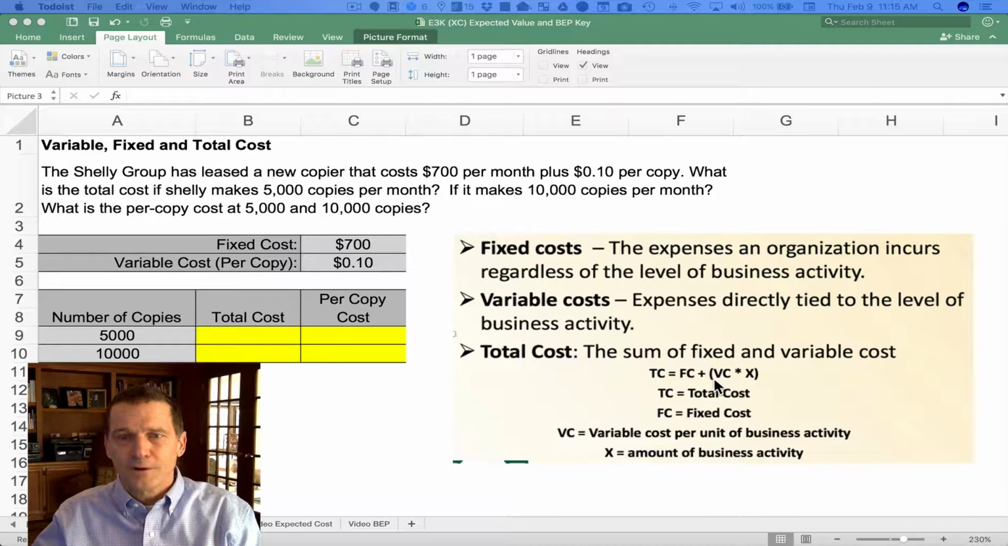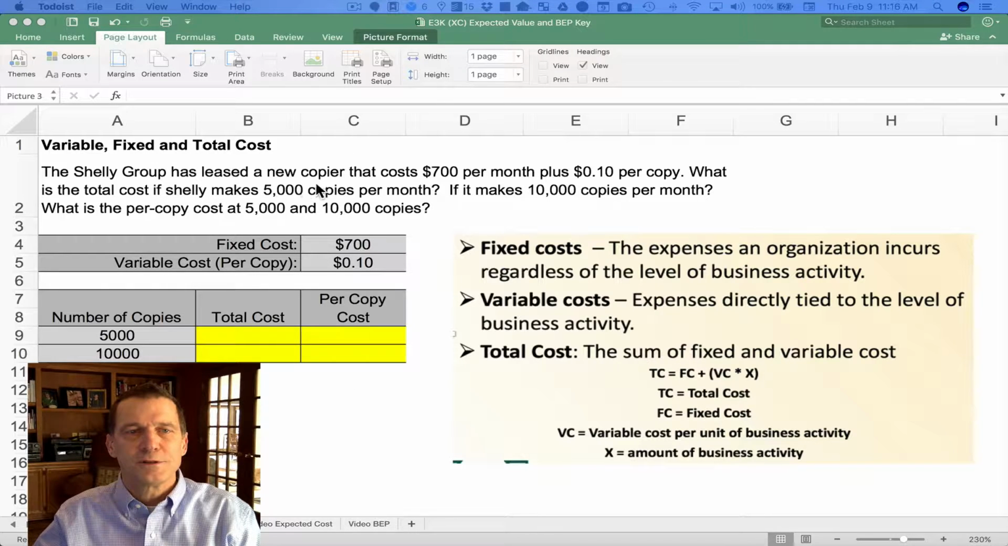So for variable cost, we always have to multiply times the volume. And on this page, that's represented by X. So total cost equals fixed cost, let's say for the month, for example, plus the variable cost times the volume. Okay, so let's take a quick look here at an example.